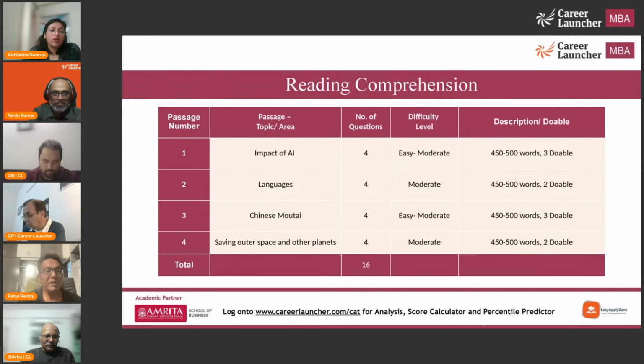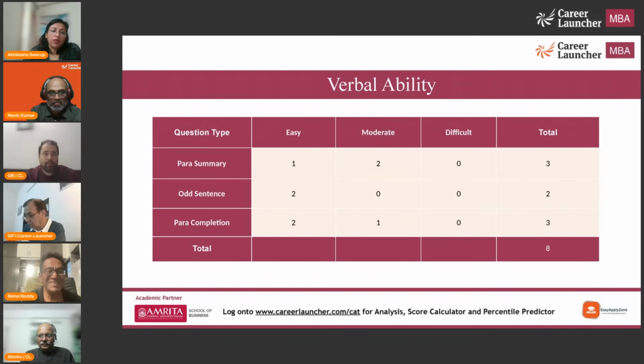Good. I think that's probably good. We should move over and not keep the students waiting who are looking for the quant and DI questions.